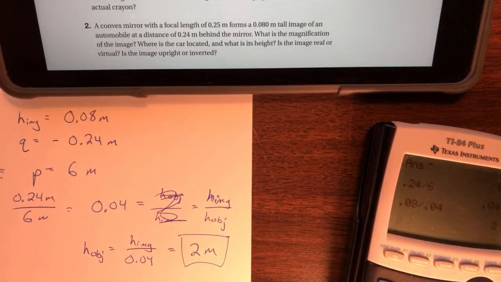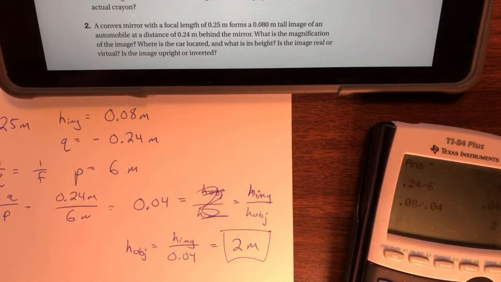That seems pretty high for a car. That's like not a car. That's like a truck or something like that. Or some, yeah, what is that? It does say it's a car. Cars are not normally 2 meters high, right?